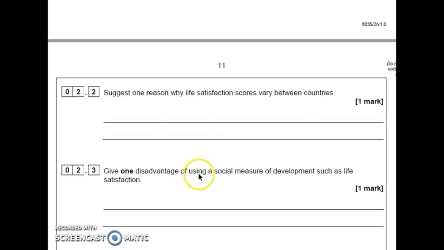Finally, 2.3, give one disadvantage of using a social measure of development such as life satisfaction. So this is a very common question to evaluate a way in which we can measure how developed a country is. Because we've used this idea of life satisfaction, looking at the mark scheme, they'll accept answers such as this information is not as reliable as other ways of looking at how developed a country is, such as GDP or GNI, basically just harder data. We can look at how much a country actually earns, and we can have a value to that.